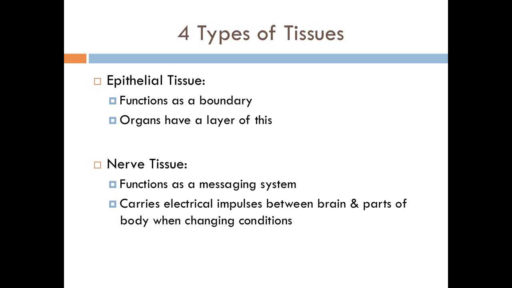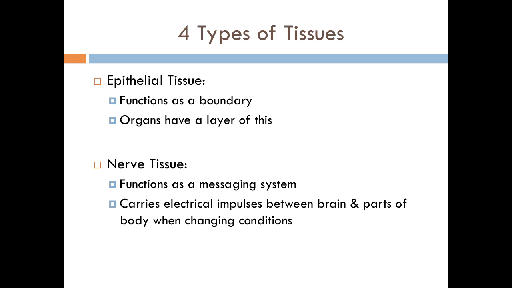Okay, we've talked about cells, and when you've got a group of cells that are working together, this is going back to the hierarchical organization that we talked about a couple weeks ago. When you've got a group of cells that are working together to perform the same type of function, a tissue is formed. Well, there's 4 different tissues in the human body. One of them consists of the epithelial tissue. It functions as a boundary, and organs have a layer of this.